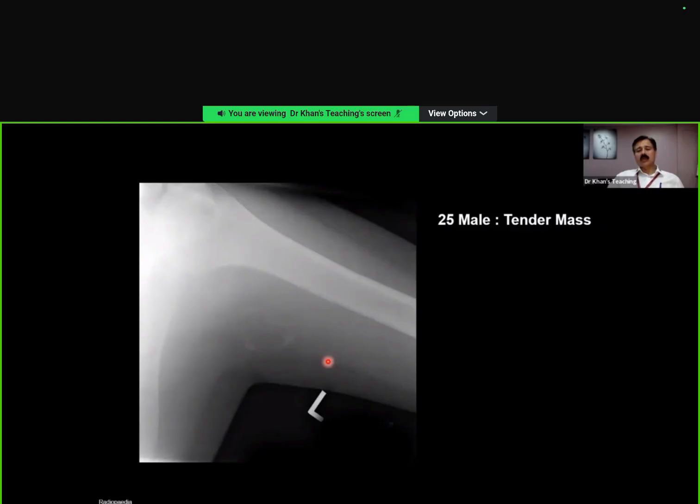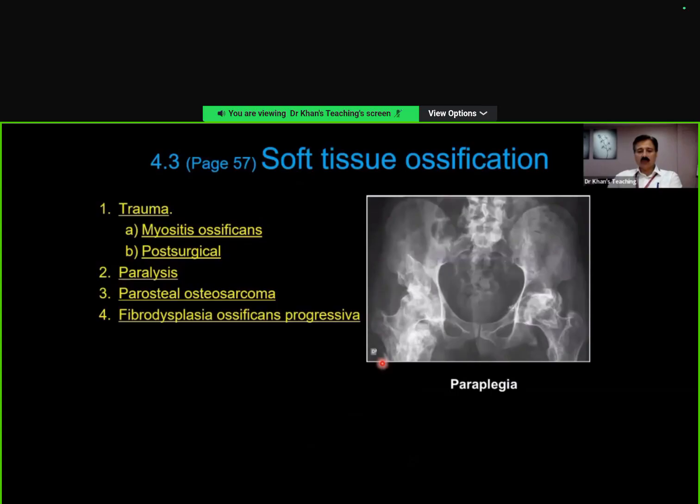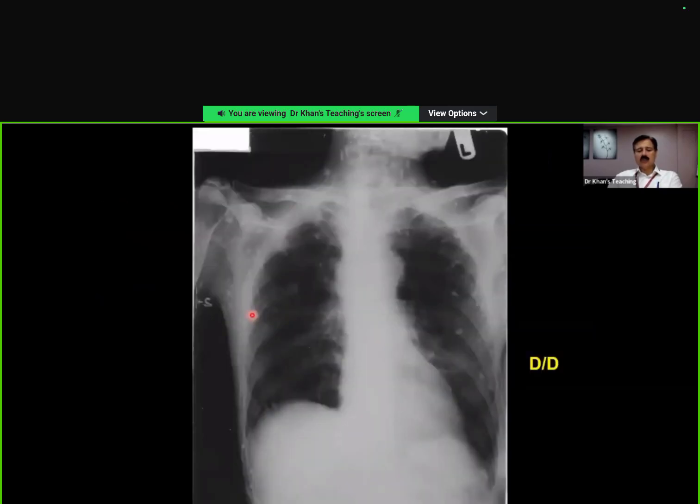If you do an MR, you are in trouble, because MR will give you such suspicious findings that you might actually think there is something like a sarcoma, etc. So plain film with this peripheral calcification is an exam concept which they want to ask. Myositis ossificans. This is soft tissue ossification, and trauma is one of them. This is a case of paraplegia with ossification, and there are other tumors, etc., which we are going to do next time. Spot diagnosis.